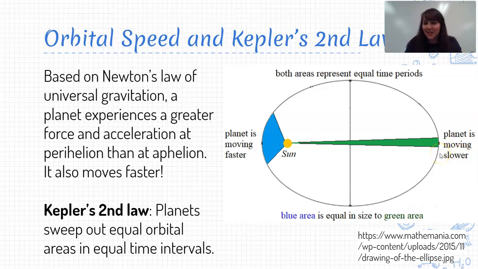But basically that ultimately comes down to it's going to move faster when it's closer to the object that it's orbiting, when it's closer to the sun or the star, and then our planet's going to move slower when it's farther away. So that's the main idea.